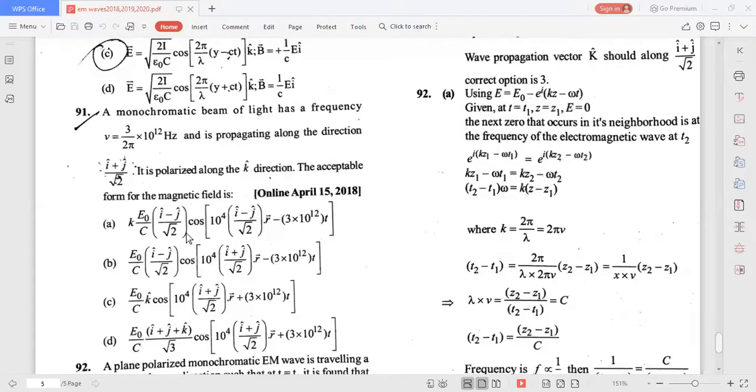You do the remaining problems 92, 93, 94, 95. These are direct problems only. You can do them. Okay, do those problems.